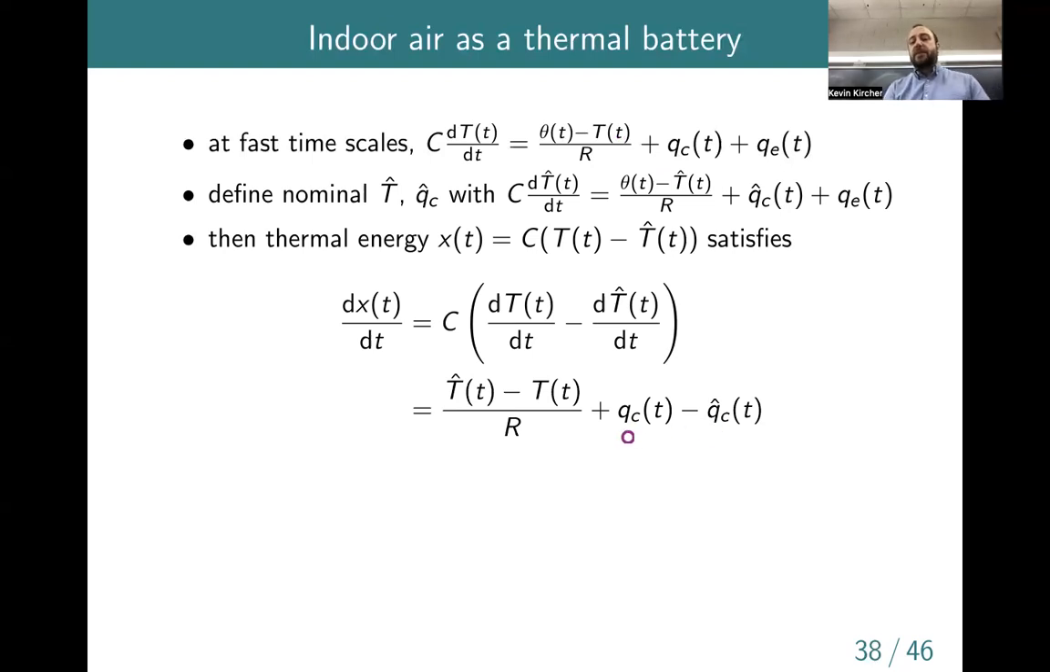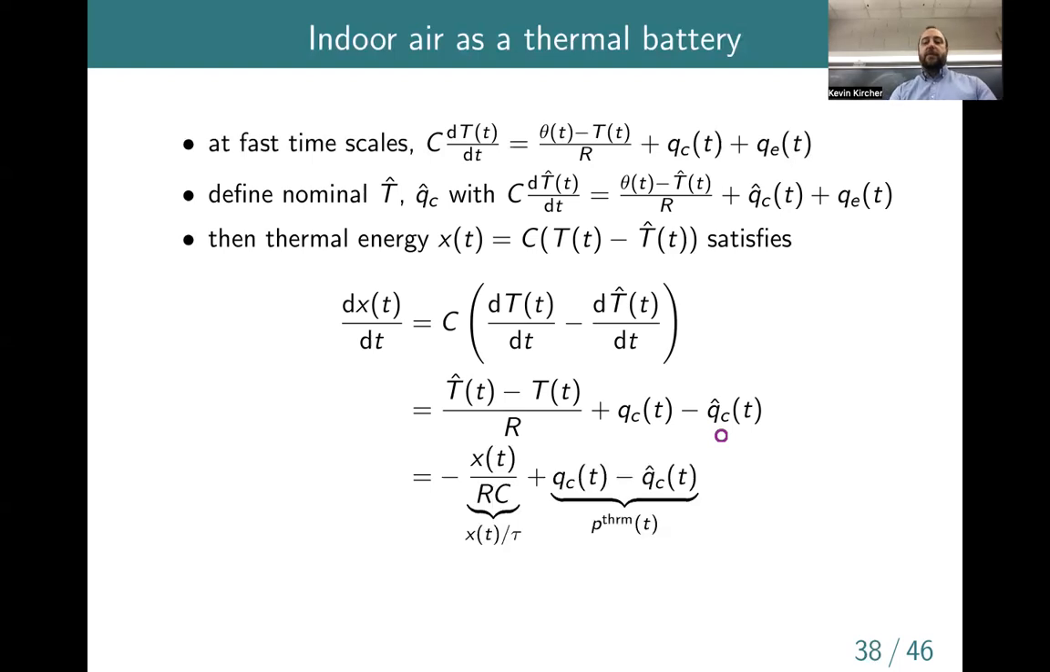So the interpretation here is this is the amount of power. Suppose we're perturbing the building away from its normal operations. Normally you'd be using energy Q hat to heat the space, but maybe we're heating more than we need to, to store energy in the building. So then Qc would be bigger than Qc hat. So far, so good.